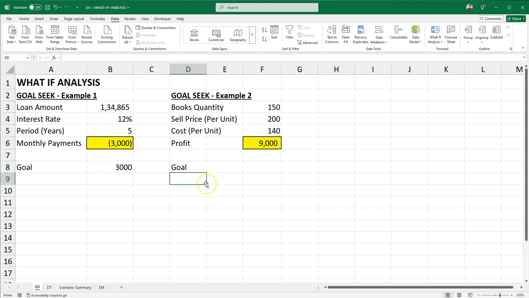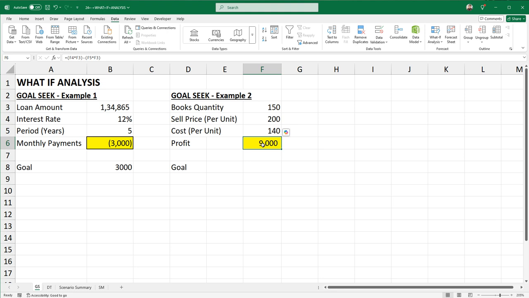Okay. So this was the first example of goal seek. In this situation we know our goal, but we don't know how many guesses we have to make. That's why we use this What-If Analysis tool. Now goal seek example number 2. In example number 2, we have a quantity of books, which is 150. Definitely we want to sell these books. The selling price is 200, the cost is 140 per unit, and we need to calculate profit first.